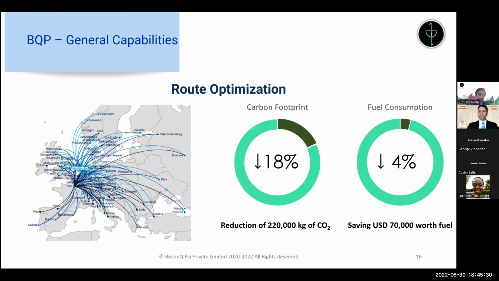Again, this was done about a month back, so this might have increased based on current fuel prices. But this is one of the results that we showcased for that, and we got a lot of traction and notice from the whole airline industry.